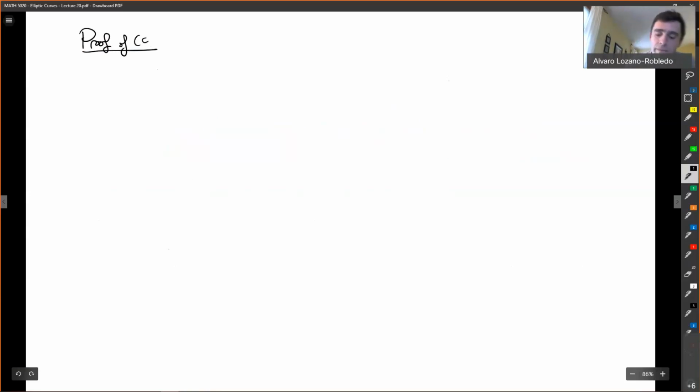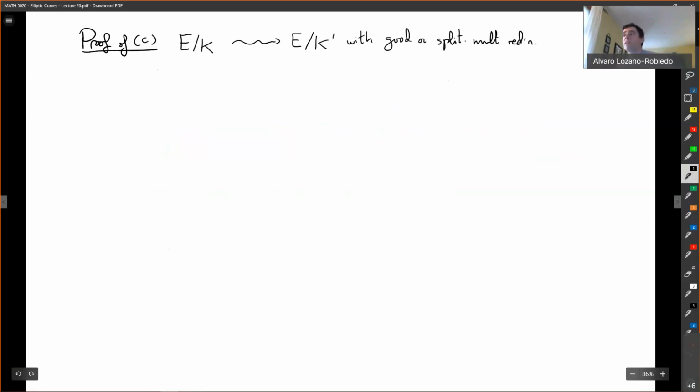Proof of C. Great. So again, I want to go from an elliptic curve E over K to an elliptic curve over K prime with good or split multiplicative reduction. Okay, that's what the proof says. And let's assume that the characteristic of the residue field is not 2 for simplicity.